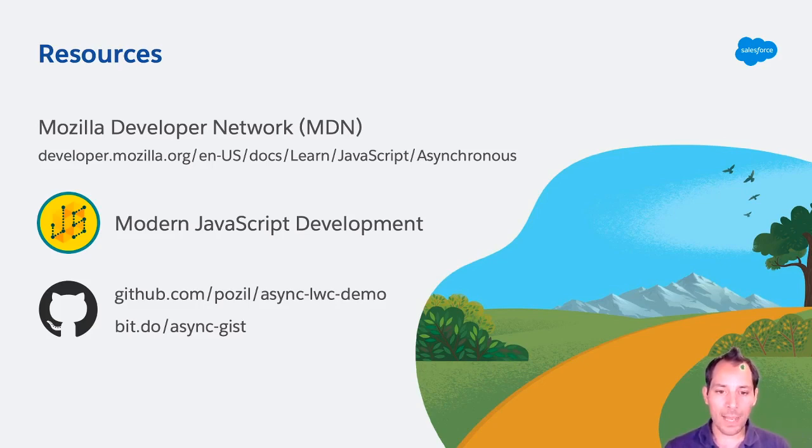Now, if you want to do some hands-on, we do have a badge on Trailhead called Modern JavaScript Development, which is a project that lets you play with a couple of features from modern JavaScript, including promises and async await. Finally, if you'd like to look at the source code I shared in this session, I've also shared 2 resources with you on my GitHub. The first one is a Salesforce DX project, which has the components that I used to demonstrate the 2 Lightning Web Components patterns. And the second one is a GIST, which contains the JavaScript examples that I've used also in the previous sections of this presentation.